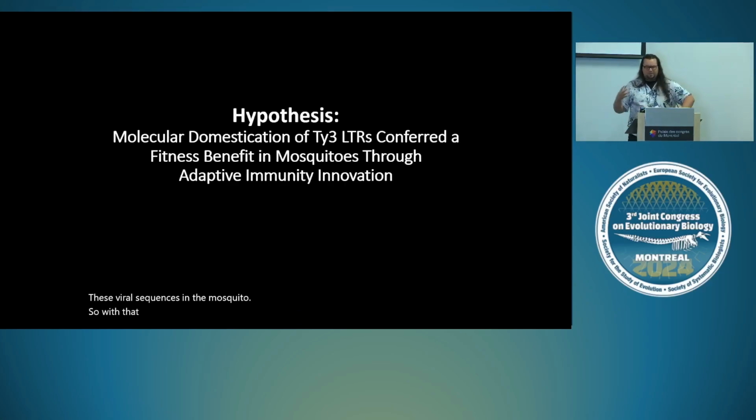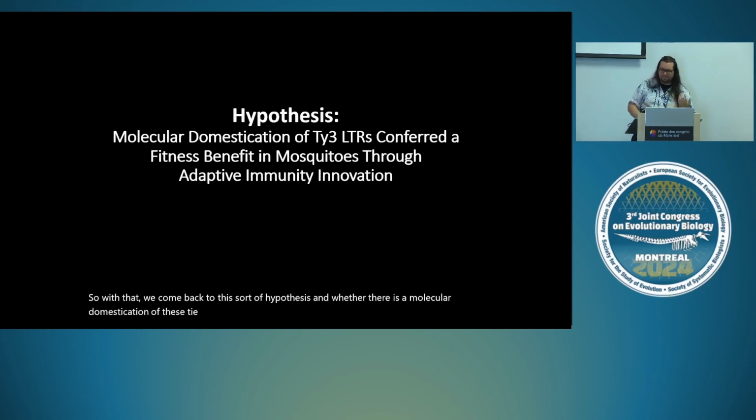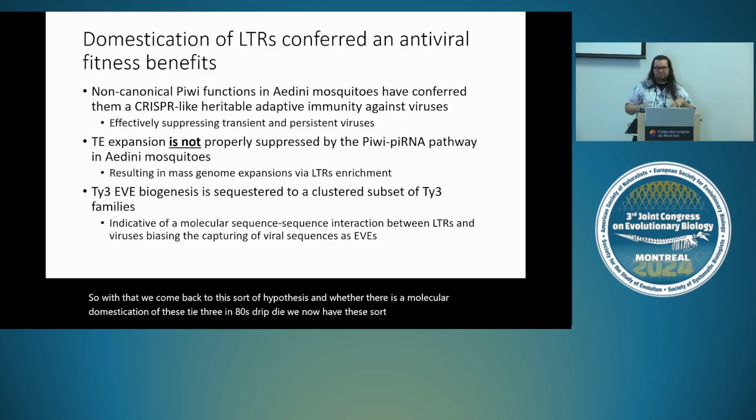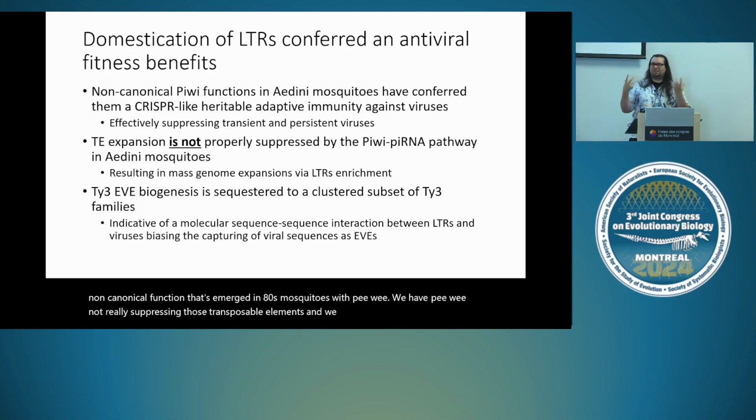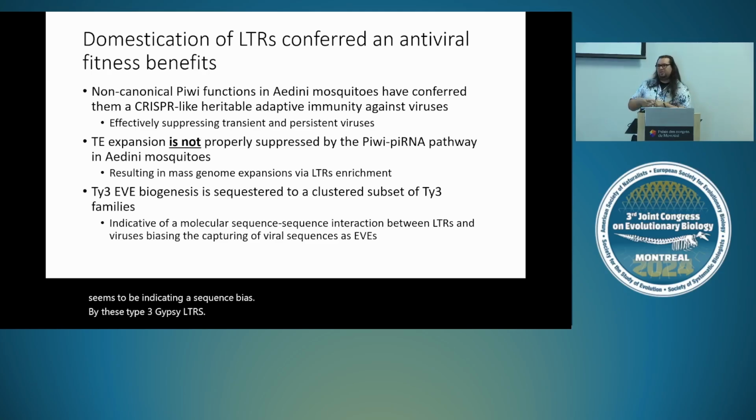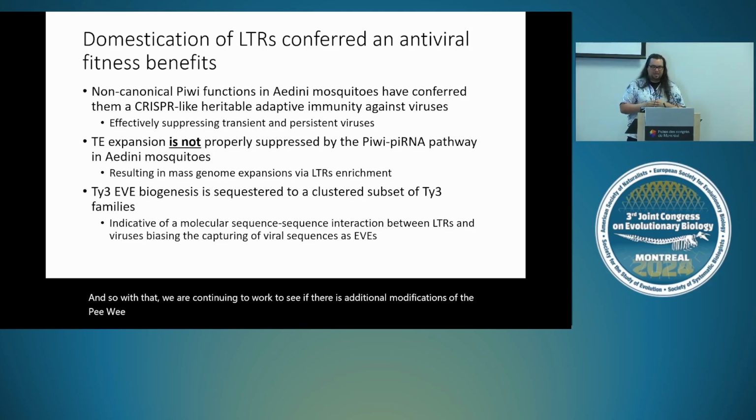So with that, we come back to this hypothesis and whether there is a molecular domestication of these Tai3 in Aedes aegypti. And we now have these three points of a non-canonical function that's emerged in Aedes mosquitoes with Peewee. We have Peewee not really suppressing those transposable elements, and we have a clustering that seems to be indicating a sequence bias by these Tai3 gypsy LTRs. And so with that, we are continuing to work to see if there are additional modifications of the Peewee family orthologs and how this domestication has proceeded.